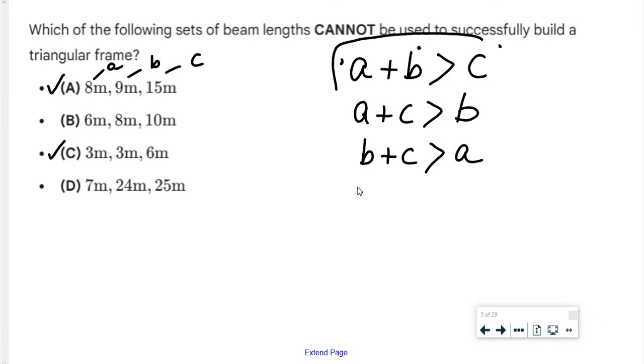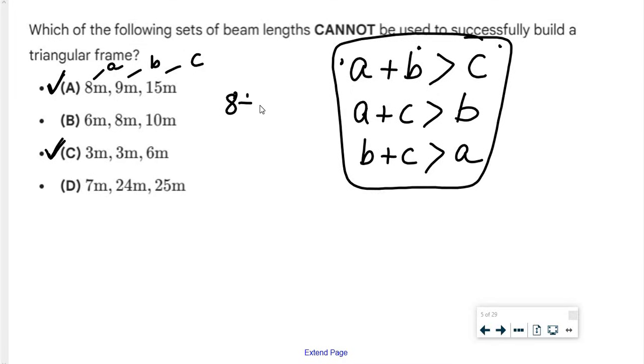So now checking if the 3 conditions are satisfied, I will use option A and option C to show you how we look for these 3 conditions. So A is 8, B is 9, and C is 15. Now let us begin. So this is 8 plus 9.